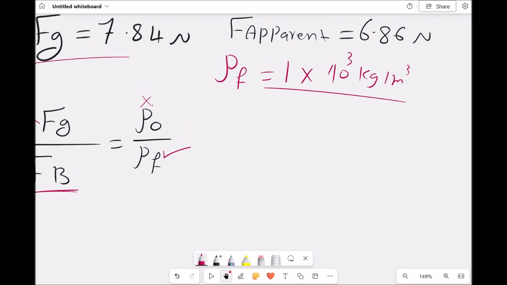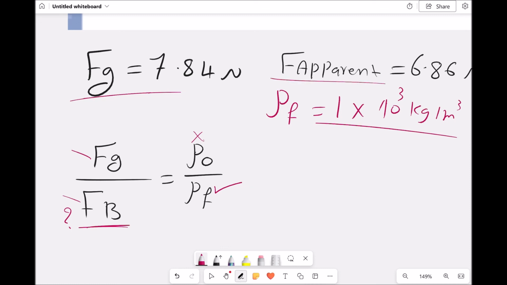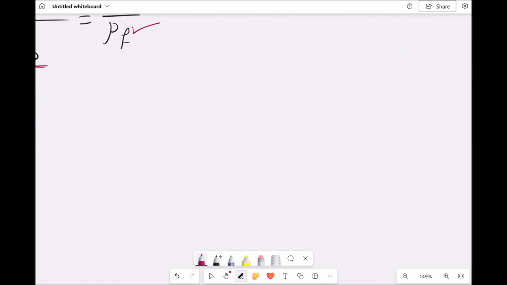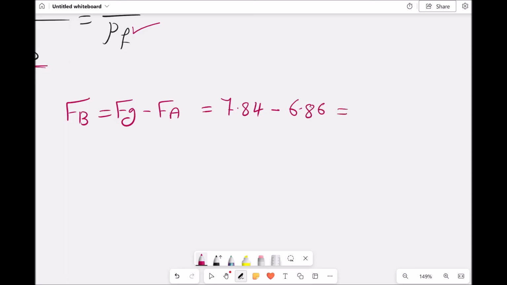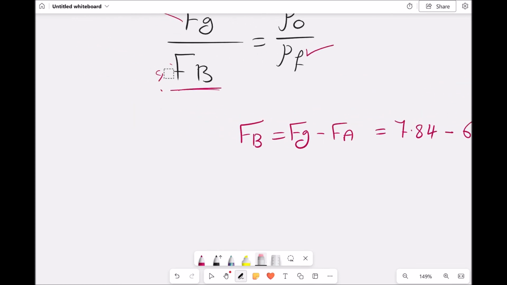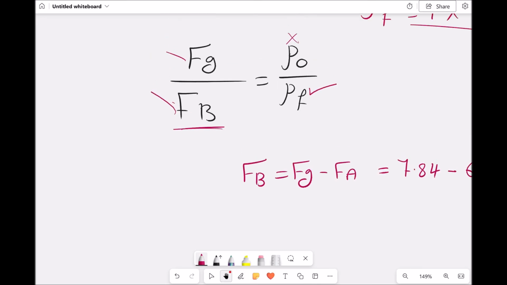Now, how do I find Fb, guys? I have Fg and I have the F apparent weight. Do you remember this equation? We had Fb equal to Fg minus F apparent. So this is equal to 7.84 minus 6.86. Then what will be the final result? 0.98 Newton. This is Fb. Now I have Fb too. I found this one too.